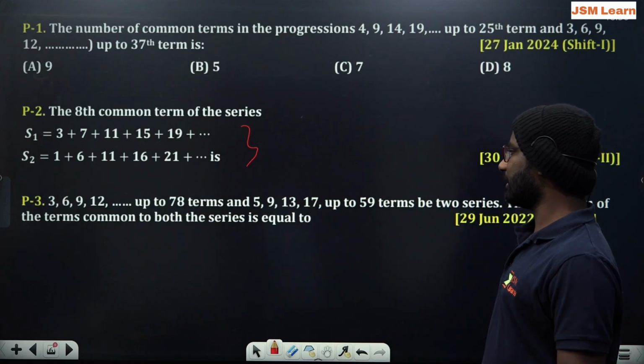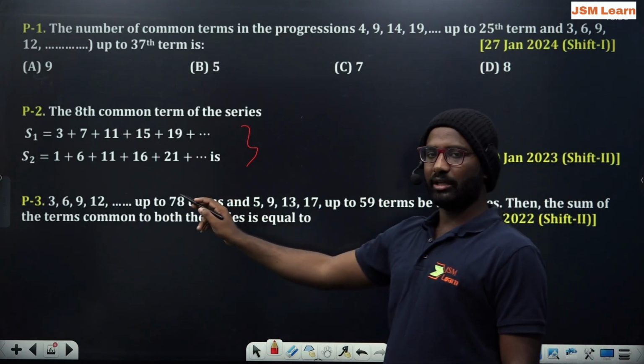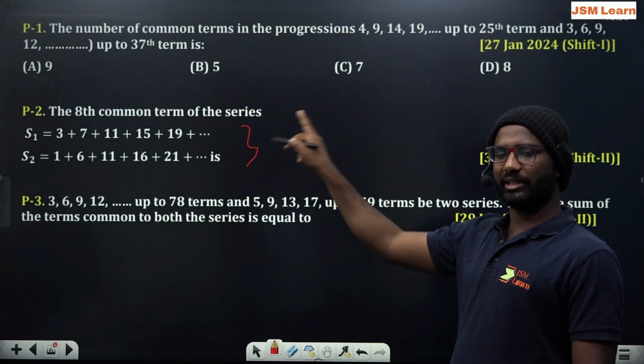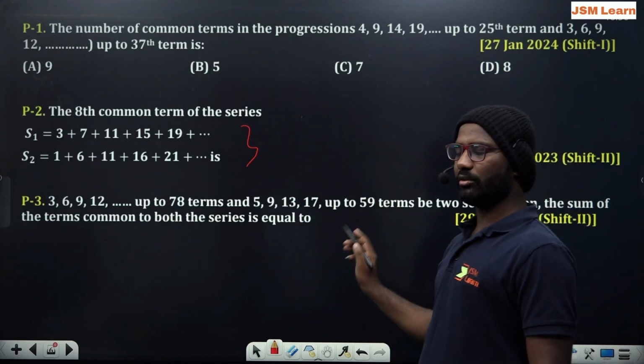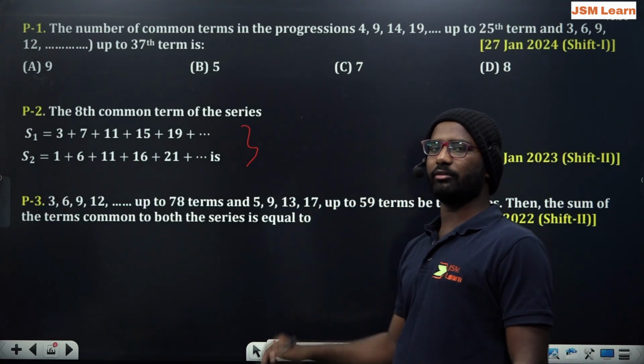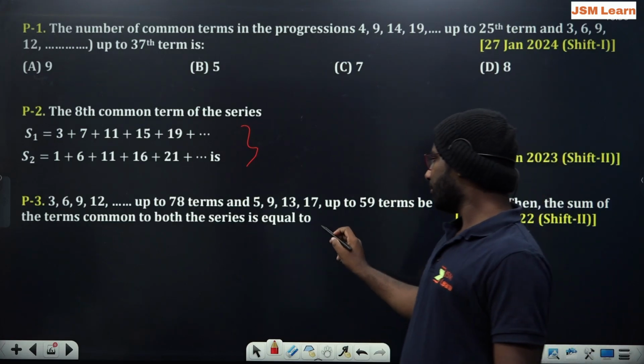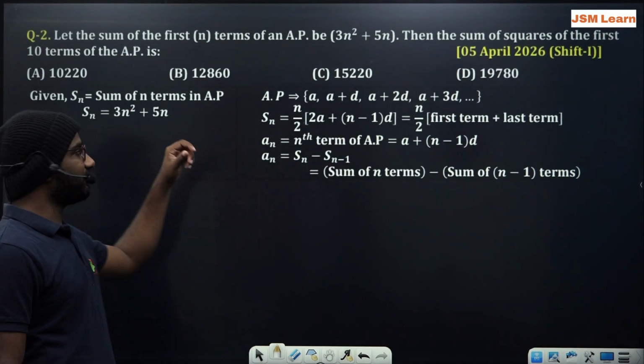Next in the third question we are going to find the number of common terms, which means A intersection B. What we did in our question, we are going to do the same, and here we are going to find the sum of terms in that A intersection B. Let's see the next question.